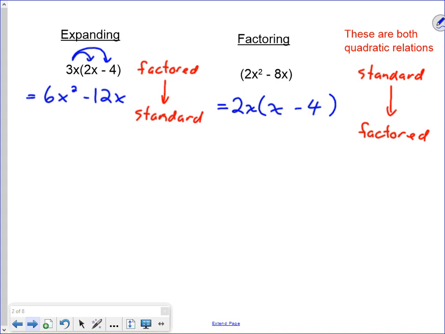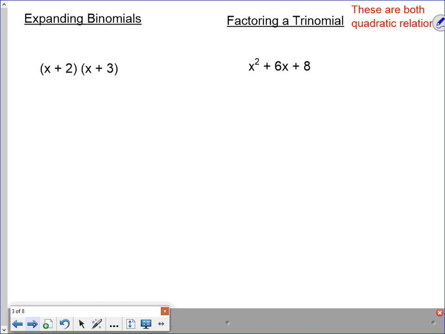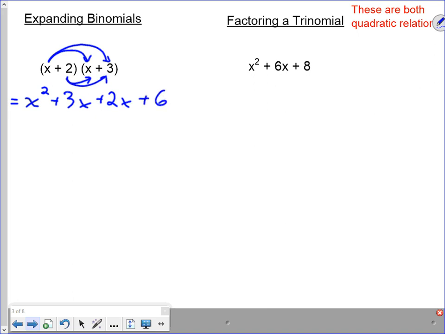So this was common factoring or just the distributive property. We want to be able to do the same kind of thing, go from factored to standard form or from standard back to factored form for things that look like this. So we've already talked about expanding binomials. And when we did expanding binomials, we talked about the FOIL rule. And we said, okay, this is right now in factored form. We multiplied our first two terms, x times x, got us an x squared. Then we did our outside two terms, x times 3, got us 3x. Then 2 times x, our two inside terms, got us a 2x. And then our last two terms, 2 times 3, gave us a 6.